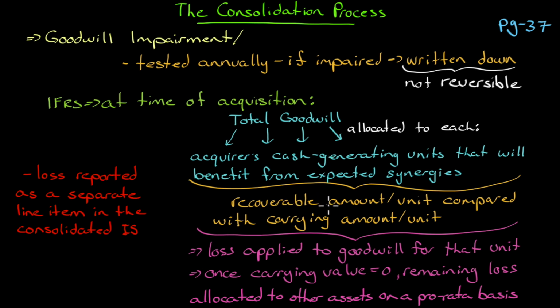And the recoverable amount per unit is compared with the carrying amount per unit. So if there's goodwill impairment across, let's say you had $3 million in goodwill and 3 cash-generating units, each of them got $1 million, but only one of the units was impaired. The other two would stay intact, the goodwill would stay intact, and only the goodwill on one would be decreased. The recoverable amount per unit is compared with the carrying amount per unit, and the loss is applied to goodwill for that unit. Once the carrying value equals 0 in that unit, the remaining loss is allocated on a pro rata basis. The loss is reported as a separate line item on the consolidated income statement. Whatever write-down you have of the goodwill is reported as a separate line item on the consolidated IS.